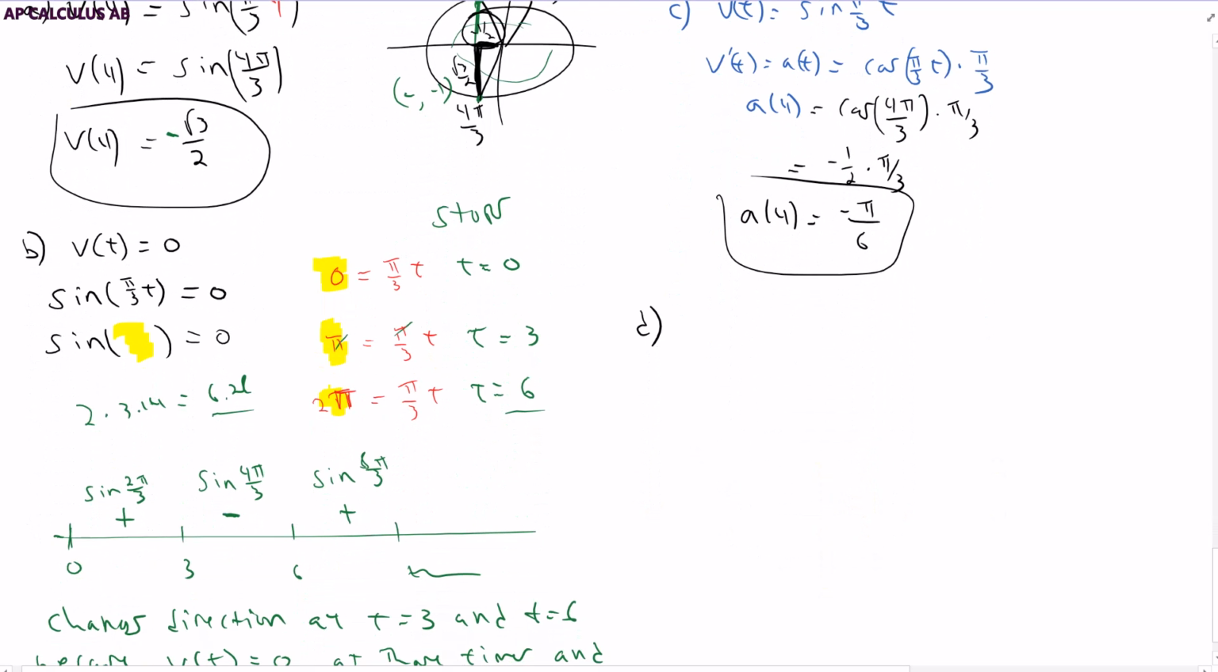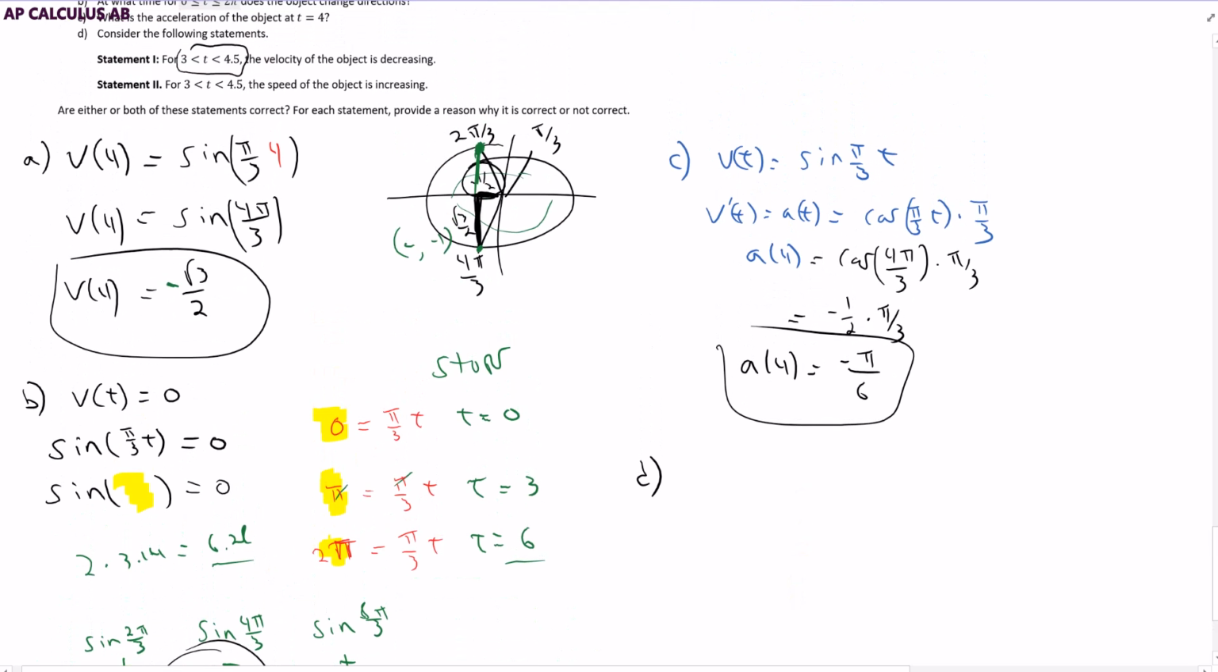From 3 to 4.5 is here. Look at this chart, right? From 3 to 4.5, the velocity was decreasing, right? So this statement is true. And then statement 2 says for times between 3 and 4.5, the speed is increasing, right? So remember, speed is the absolute value of the velocity. So I need to determine, is that true?